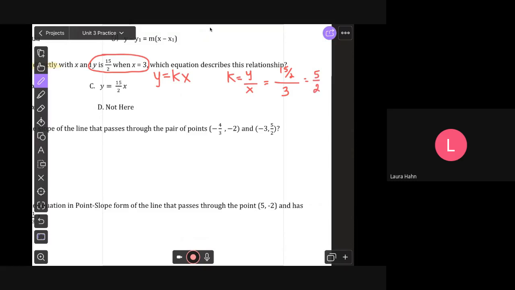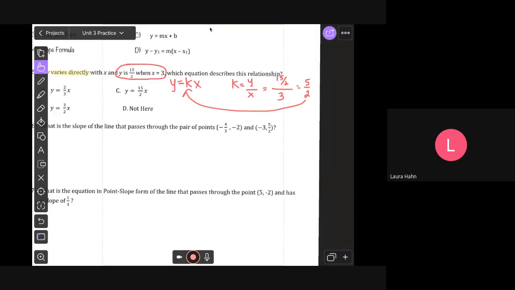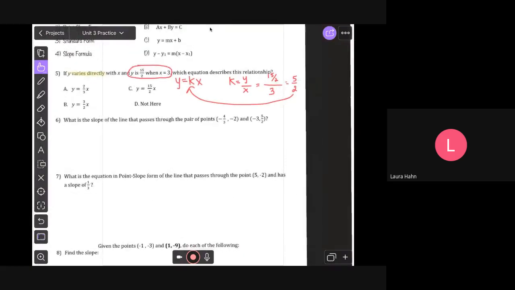So what we did is we found k, our special slope. To write my equation, all I have to do is plug in my slope here, and I have my equation. So I'm looking for the one that has a 5 over 2, and I do not see it. So I know the answer is not here.